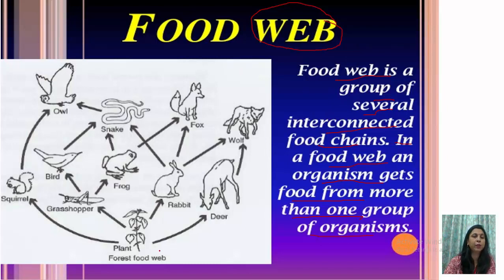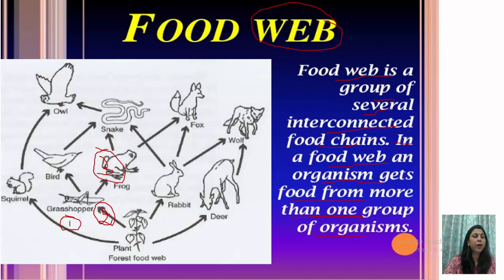As you can see in this example, plant eaten up by the squirrel eaten up by the owl directly. This is our food chain number 1. Now plant eaten up by grasshopper, by bird, by snake, and snake by owl. This is our food chain number 2. Now plant eaten up by grasshopper eaten up by frog eaten up by snake, snake by owl. So this is our food chain number 3.